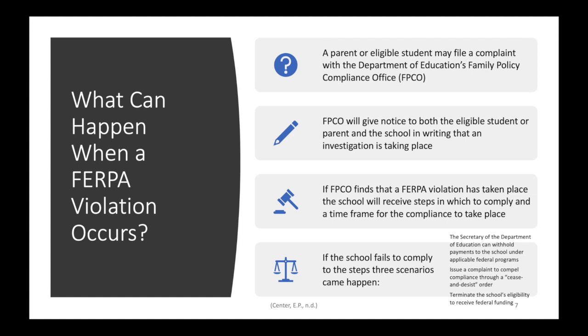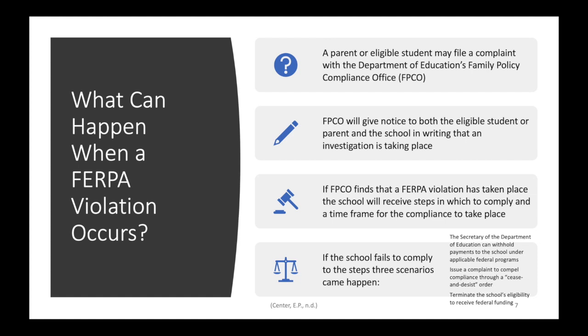It is important to note that complaints filed must contain specific allegations of fact. This usually requires evidence of that violation. Complaints need to be filed within 180 days of the accused violation. And FPCO will then give notice in writing to both parties, the parent or eligible student that filed the complaint, and the accused educational organization, that a complaint was received and an investigation will be taking place.